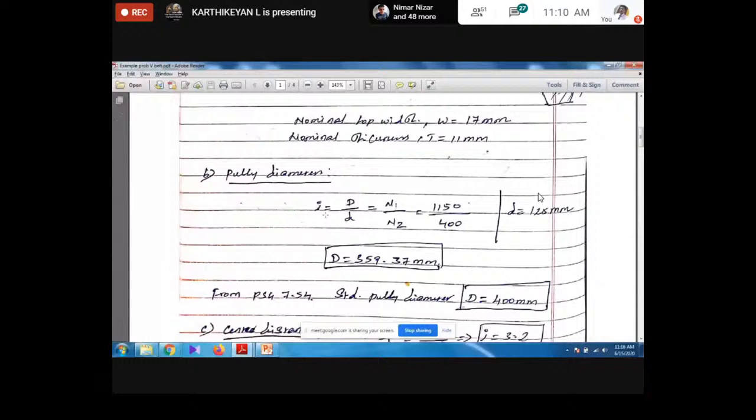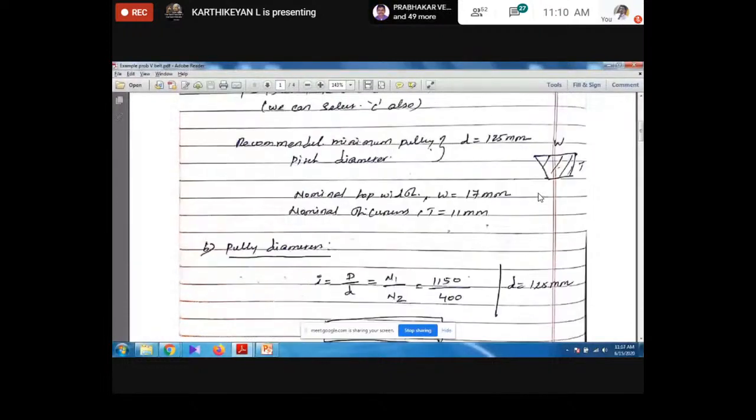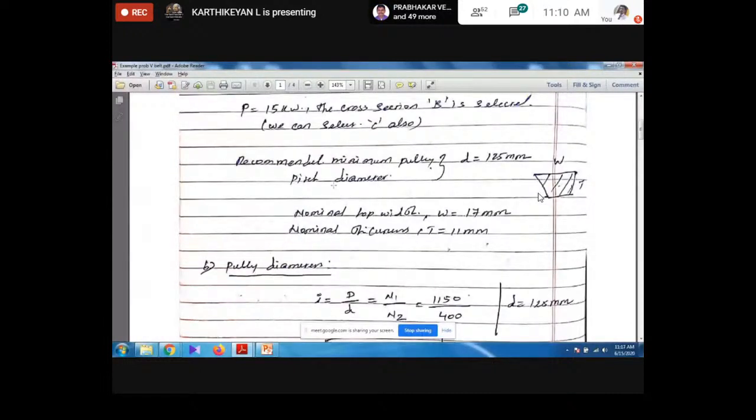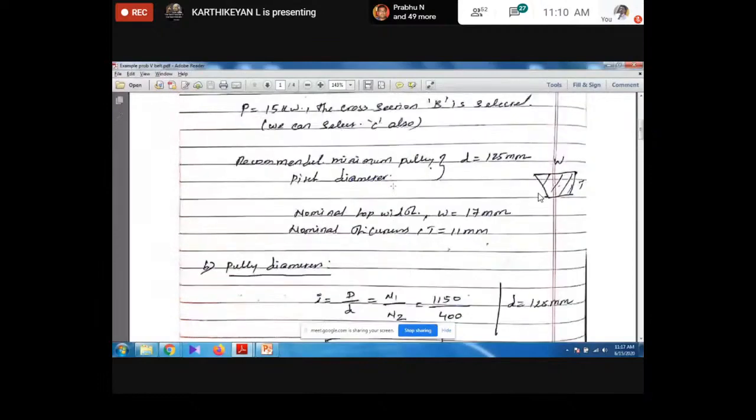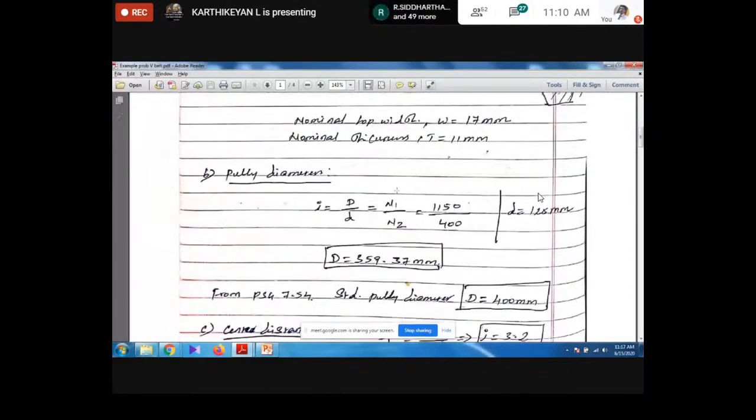You know the value of the speed ratio, right? D by d, capital D by small d, is equal to N1 by N2. The two speeds are given, right? And for a B cross section, the recommended minimum pulley pitch diameter is 125 mm. N1 is given, N2 is given, and small d we can extract from the PSG data book, page number 7.58. By using this, I can calculate the value of capital D, the larger pulley diameter.